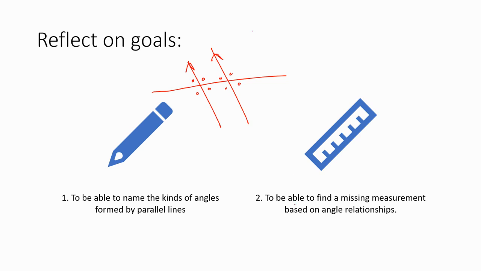The second goal would be to find a missing measurement. So if you know that one corner is, I don't know, 130 degrees, would you be able to name every other corner's degrees here?